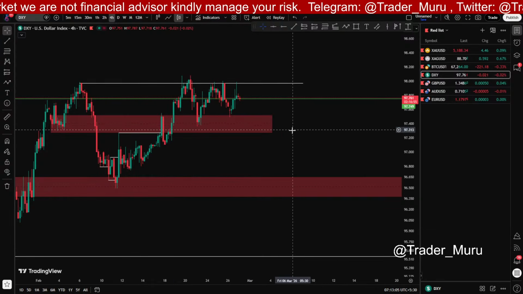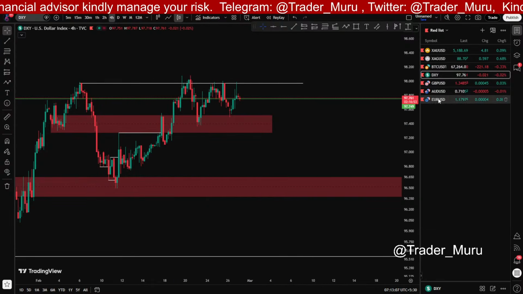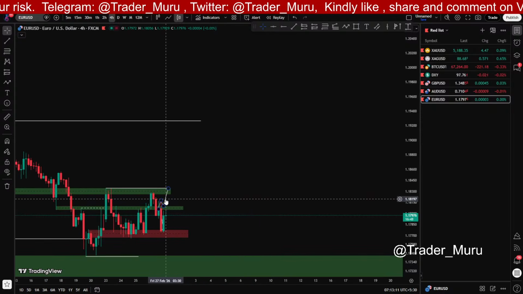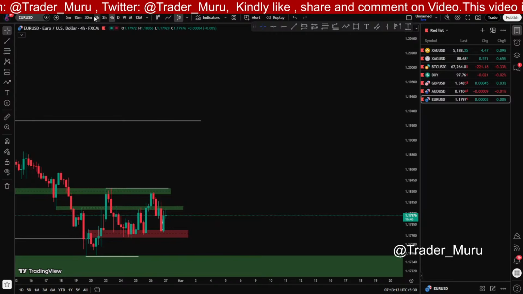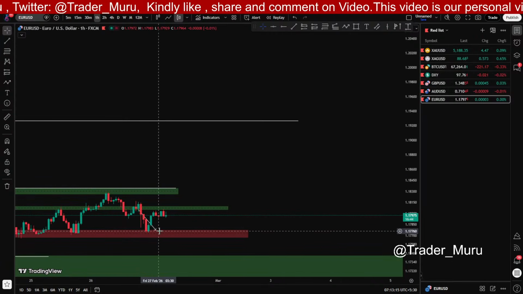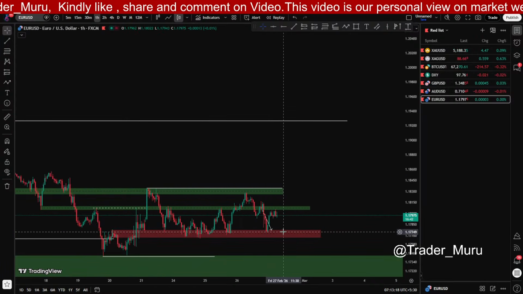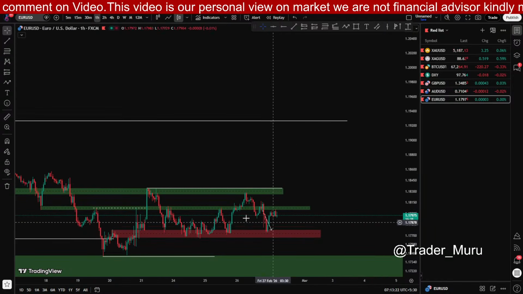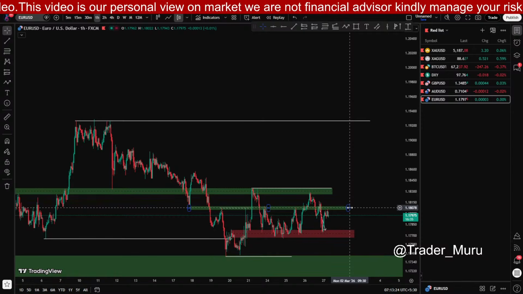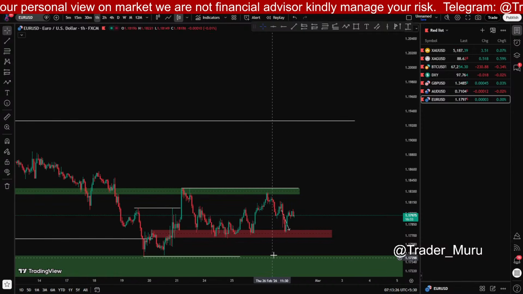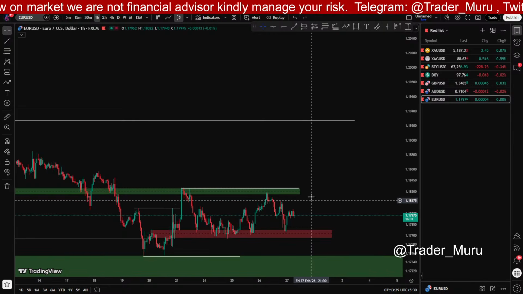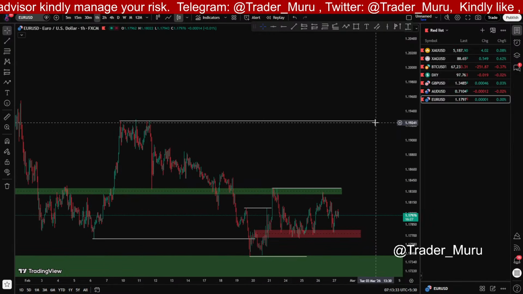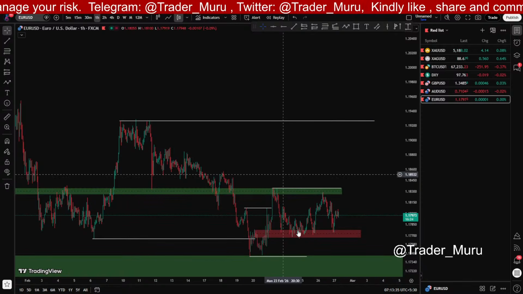DXY is in range, so currencies will be in range too. If you see this, euro is in range. It break below this green zone and retested our target, this red zone again. From here again pump, so currencies are in range too. Let's remove this. It will again test here. If break above, it will test this high. Before that, just a range.